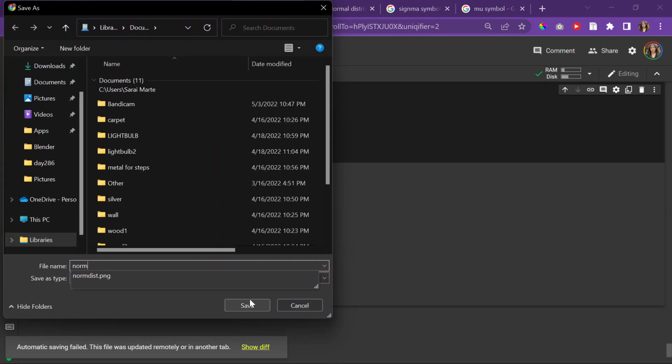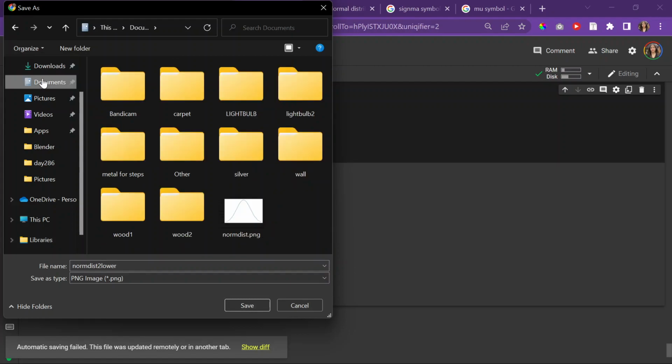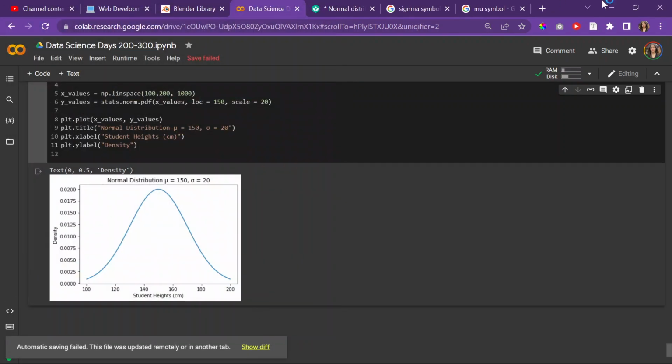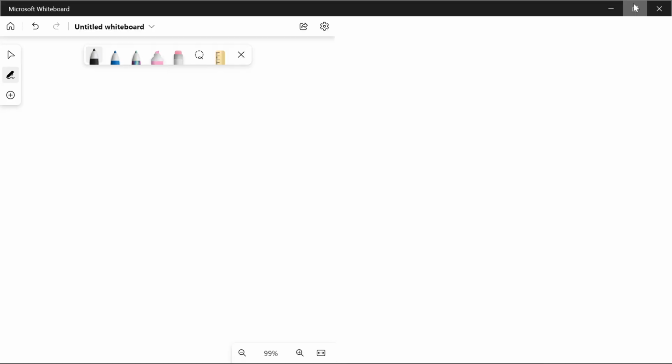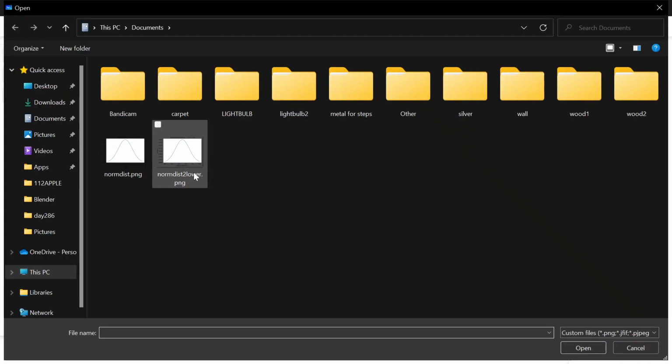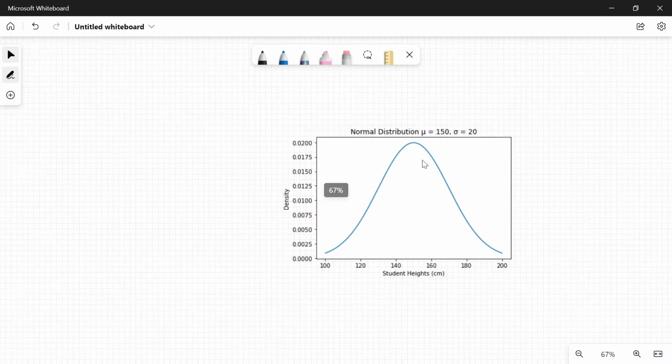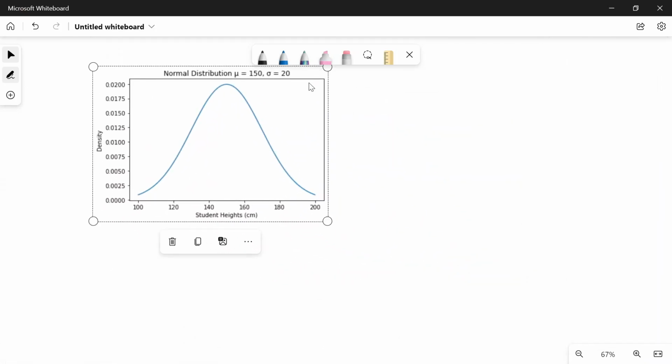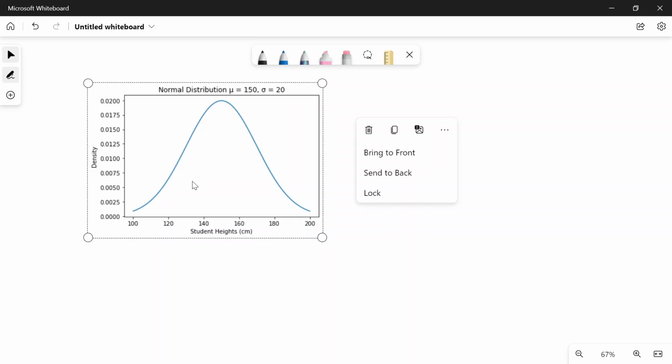I'm going to call this norm dist to lower and save it in documents. Save. Thank you. Let me open this up. So let me add the image, my device. Is this the one? Yes. Okay. So let me lock it.